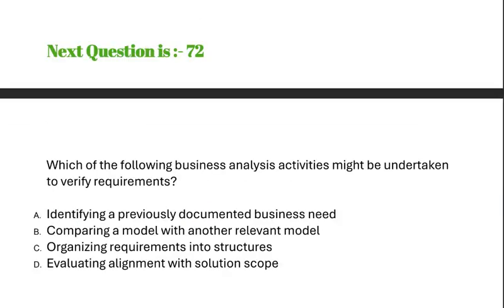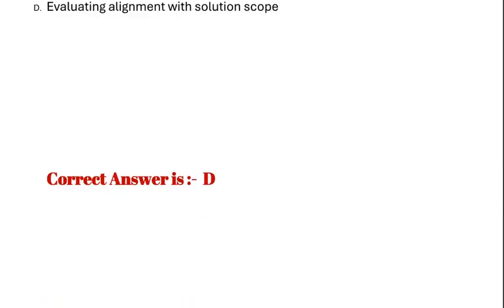Question is, which of the following business analysis activities might be undertaken to verify requirements? Option A, identifying a previously documented business need. Option B, comparing a model with another relevant model. Option C, organizing requirements into structures. Option D, evaluating alignment with solution scope. Correct answer is option D.